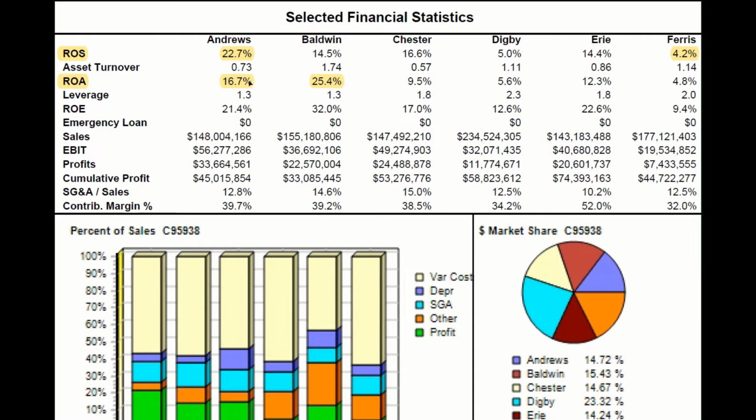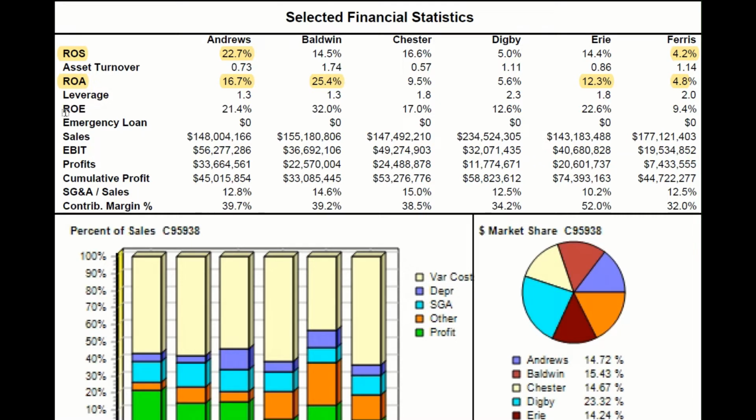For example, 17 cents on the dollar as we see with Andrews, or 12 cents on the dollar as we see with Erie. So the second important measure here is effectively the efficiency of our assets. If our asset efficiency is very low, in this case Ferris at 4.8%, that means we're really not using our assets optimally. So we need to review our asset base and find out what we may need or want to do with it. We may want to sell. On the other hand, if we're Baldwin, we may want to determine whether it is feasible for us to purchase additional assets, thus reducing the burden.